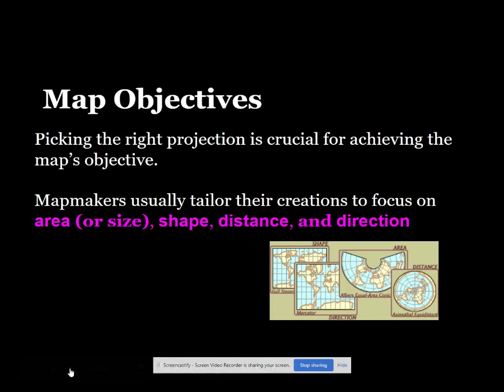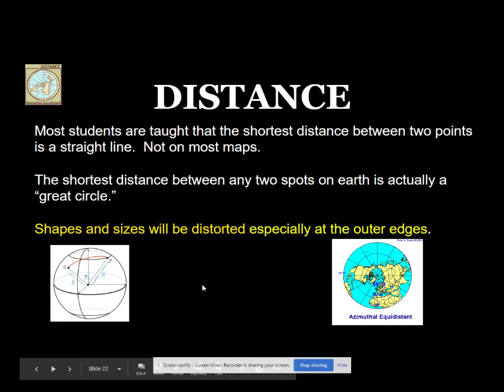So map makers have a reason to choose what projection they are using. You'll see at the top an important statement that says map objectives, and you need to highlight those things that the map maker is worried about. They're worried about area or size, shape, distance, and direction. Based on which of those they need to be most accurate, that's how they choose the projection they will use.